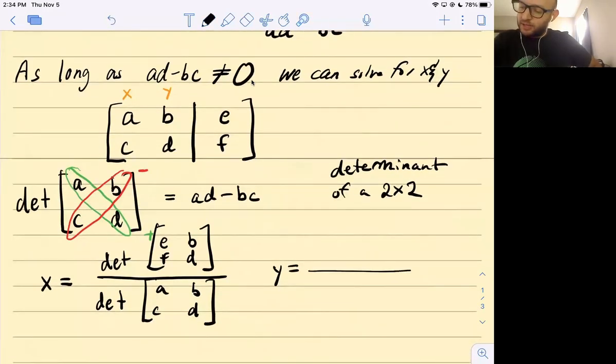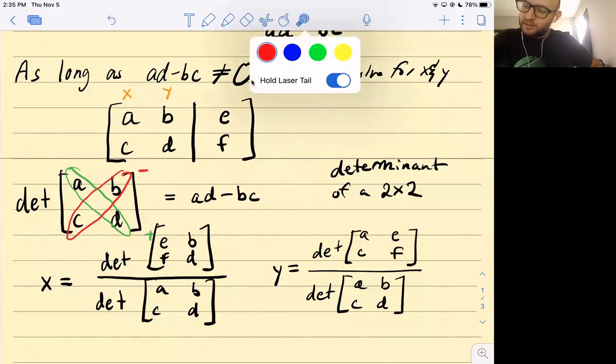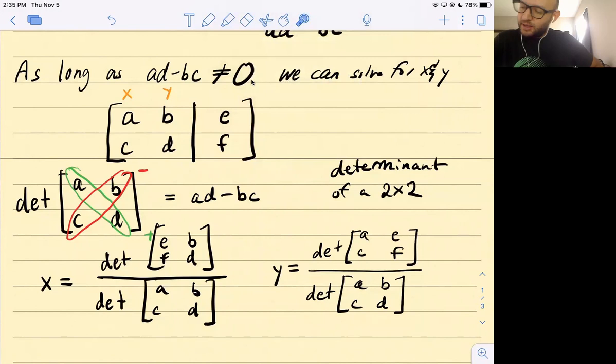So the formula for Y does the same pattern. The denominator is the same, the determinant of A, B, C, D. But in the numerator, the target numbers from the augmented part replace the Y column. So this is going to be the Y column. You have A C, but here you're going to have E F. And if you look at the formula, the determinant here is going to be AF minus EC.